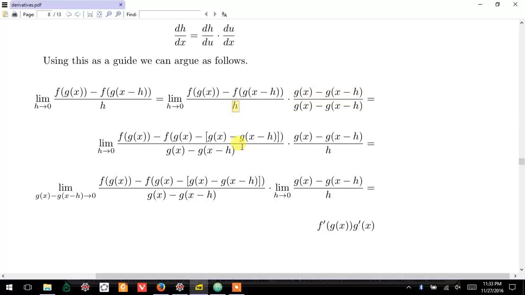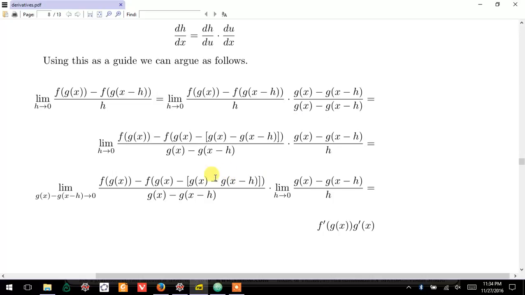h represents some kind of change in the horizontal coordinates. This represents a change in the vertical coordinates. So this is kind of like du, the change in u, or the change in g. And I want to work it in somehow, kind of like how I have here. So I multiply top and bottom by that, and then I rearrange, right?